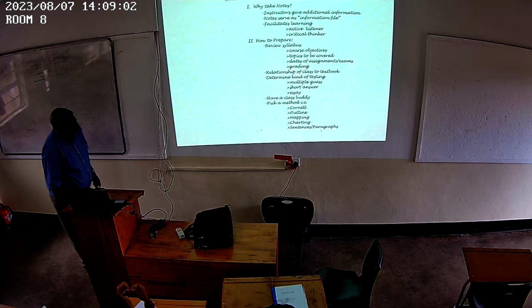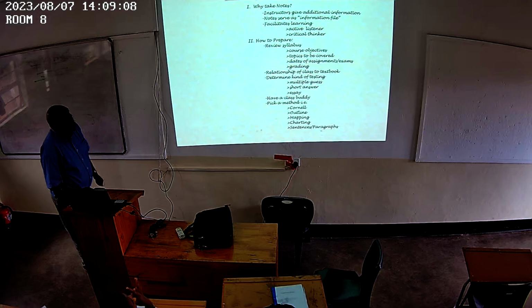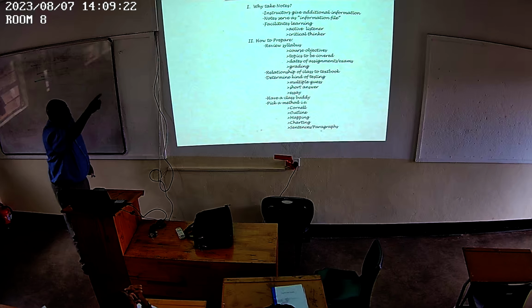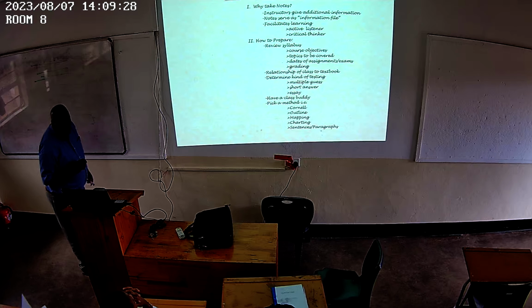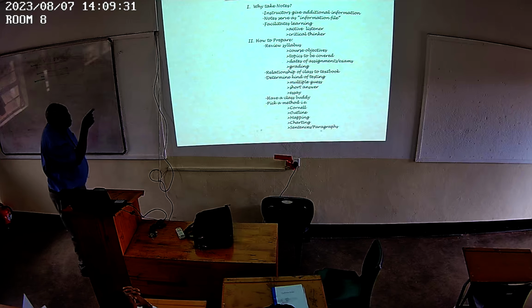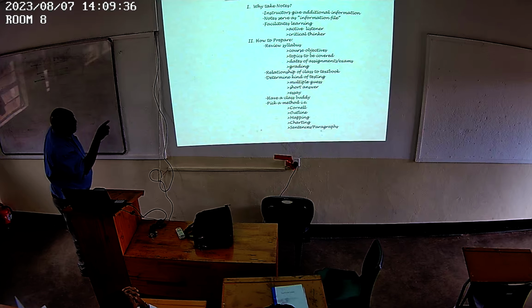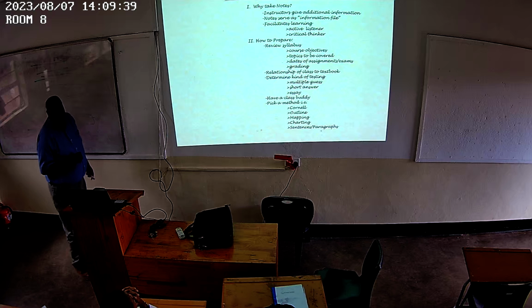While taking notes, instructor gives additional information. Note serves as an information file. Note facilitates learning. That is the major point, and then those are the minor points. After those minor points, you have got, after facilitating learning, right? You have got the active learner and critical thinker. So that's on point number one.